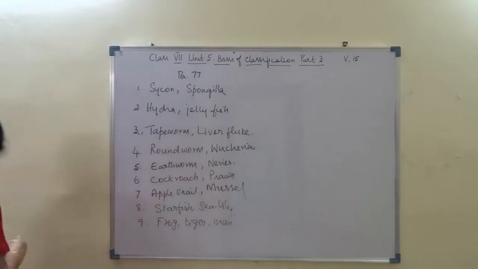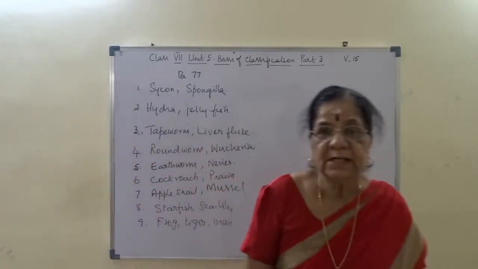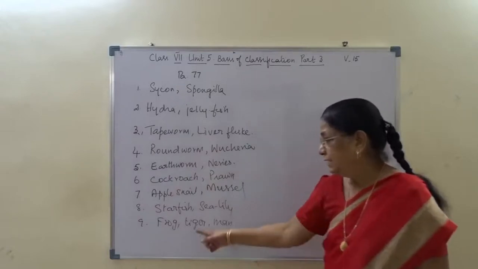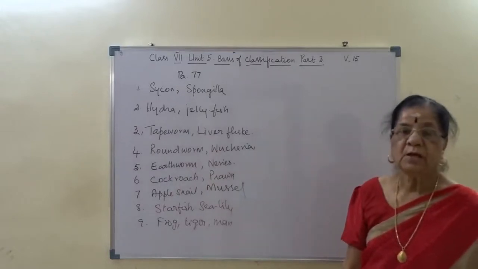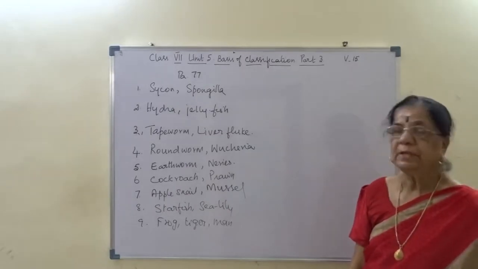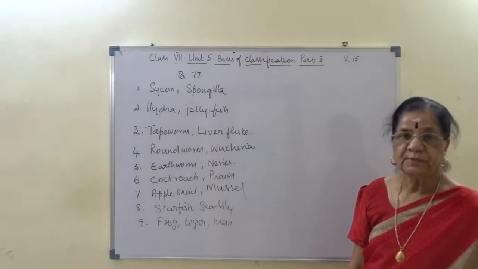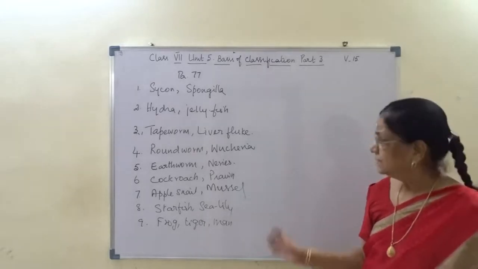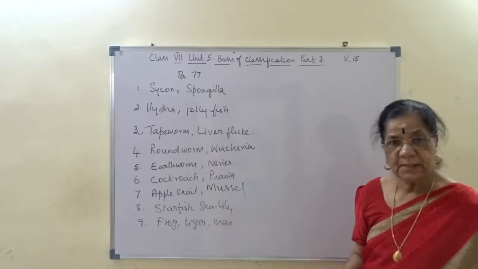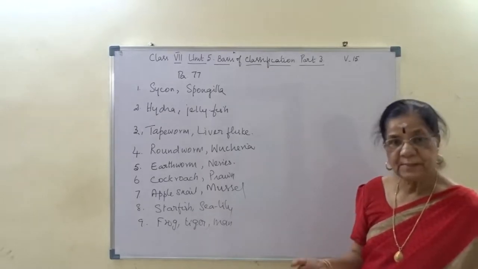Then phylum Echinodermata: starfish and sea lily. Then phylum Chordata, the vertebrates: frog, tiger, and man. I hope you have noted this. Clear? All the examples are in our book. You can refer and fill up.